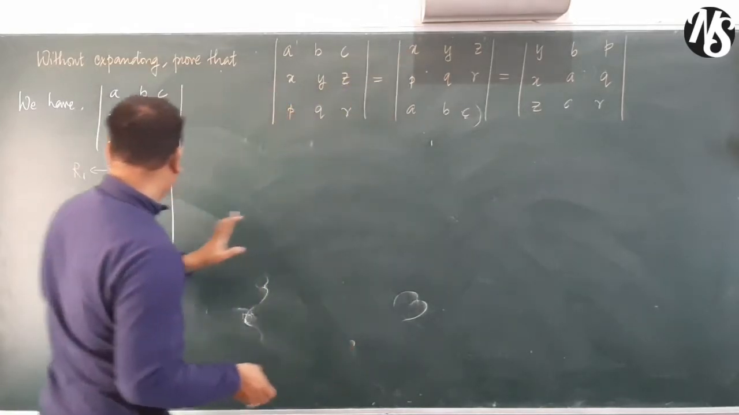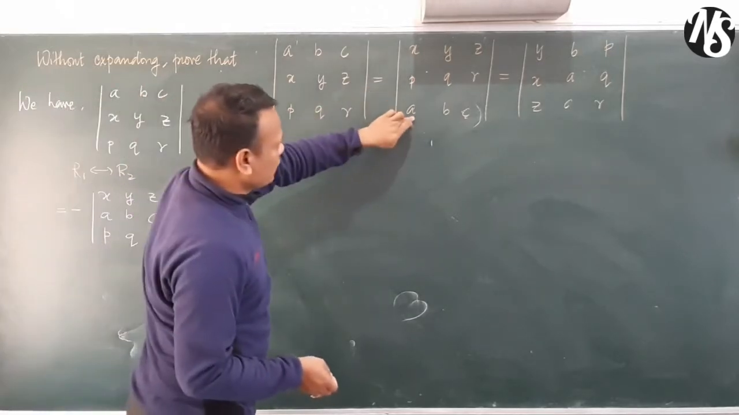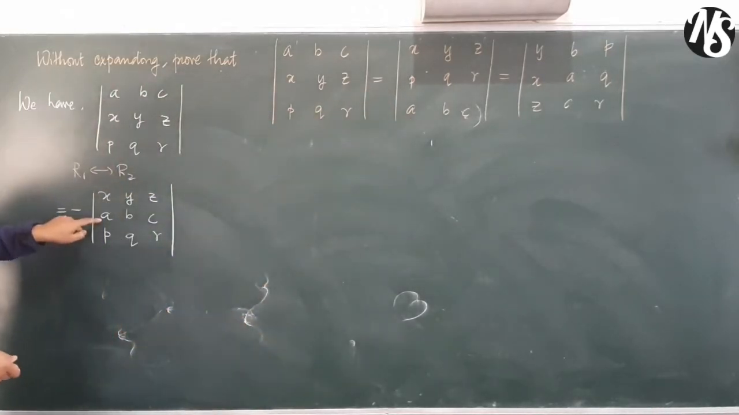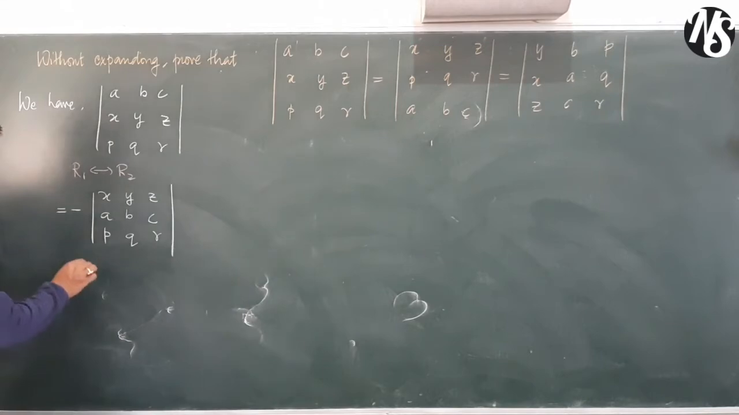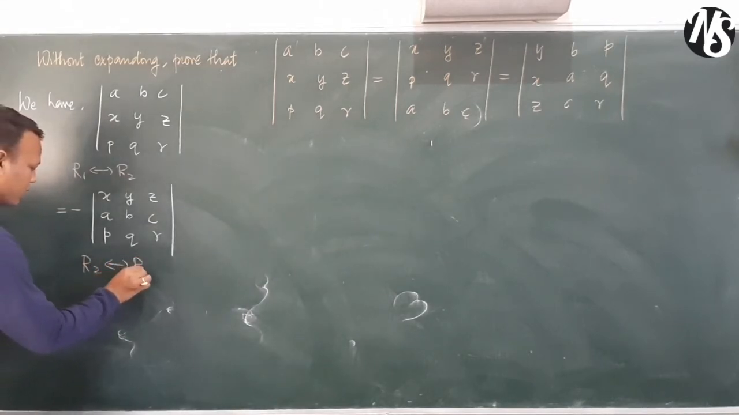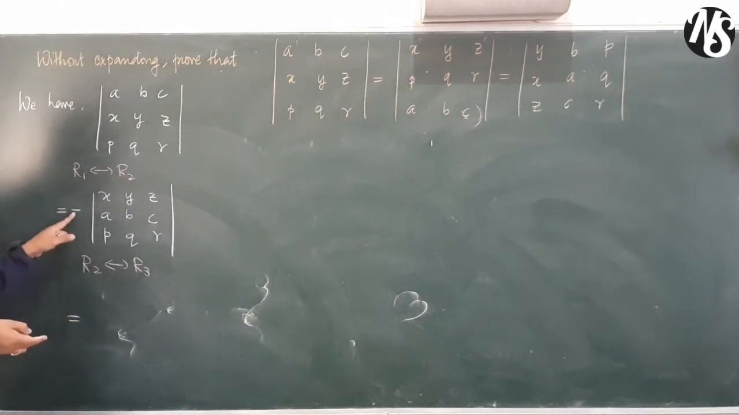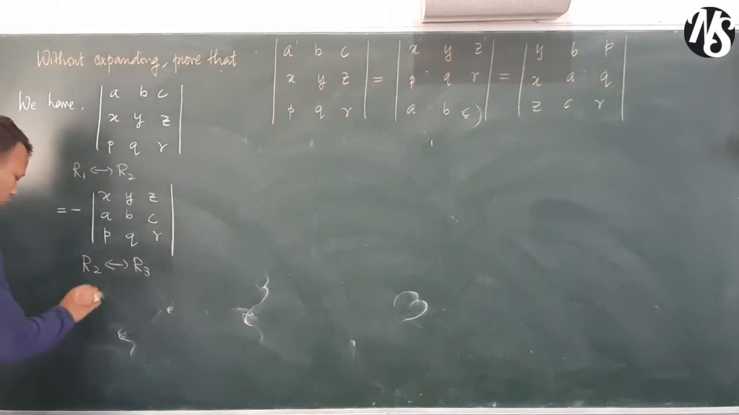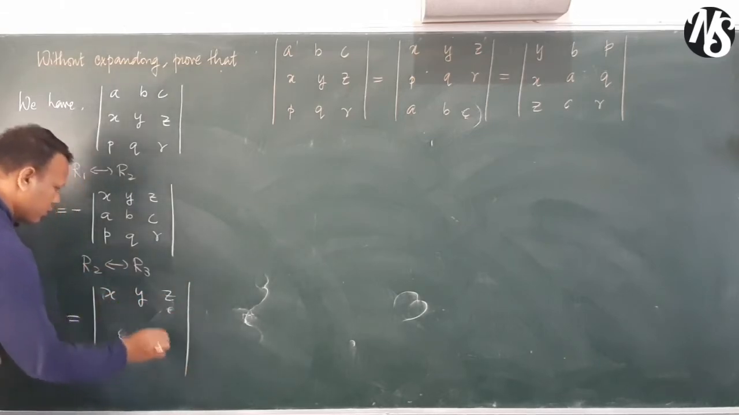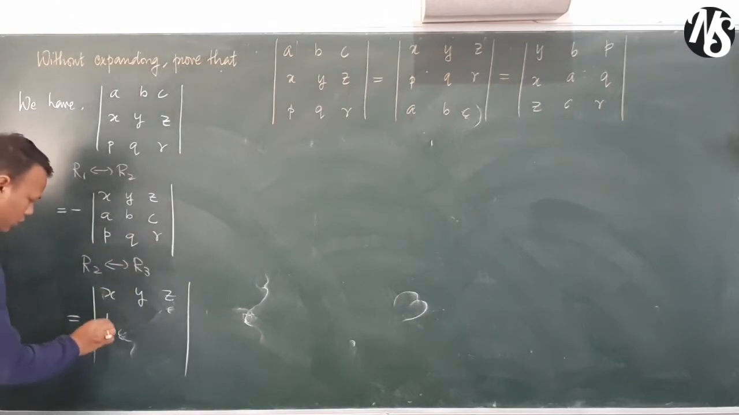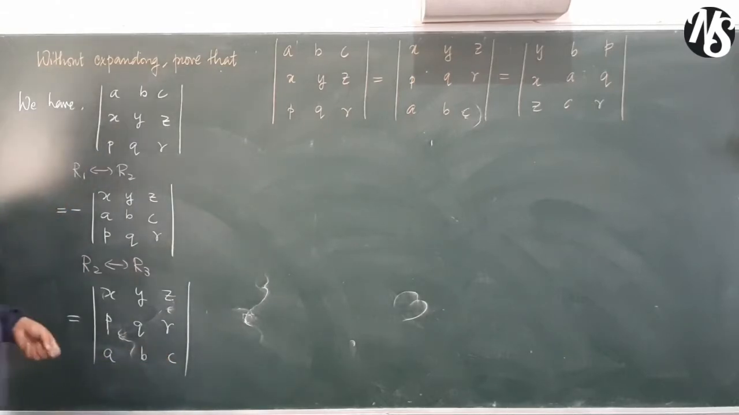We got ABC in the middle, but I want ABC down. That means I have to shift or exchange row 2 and row 3. If row 2 and row 3 are exchanged, the sign will reverse. So this is minus, it reverses and becomes plus. I am not changing the first row, so XYZ remains as it is. PQR comes to the second row, and ABC goes down. That's what I want. So this is my first part.